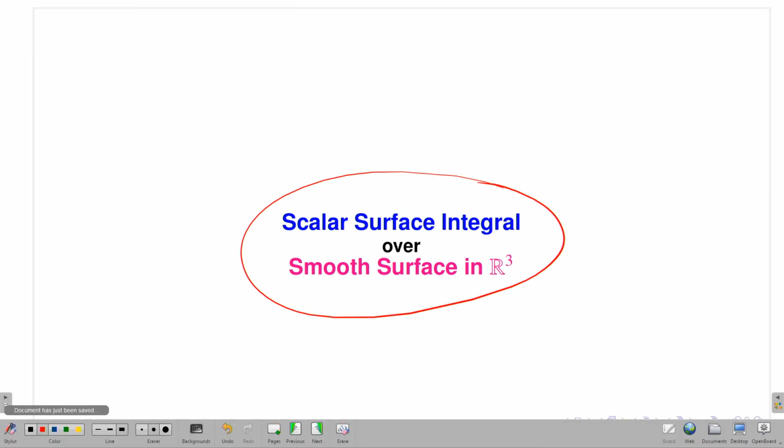Now once I have the concept of surfaces, I am in a position to define what are called scalar surface integral and vector surface integral. In my next lecture I'll start with the definition of scalar surface integral over a smooth surface. Smooth surface I have already discussed in R3. Once I have the definitions of smooth surfaces in R3, my next plan is to talk about the scalar surface integral over those smooth surfaces, and then of course the vector surface integral over those smooth surfaces.